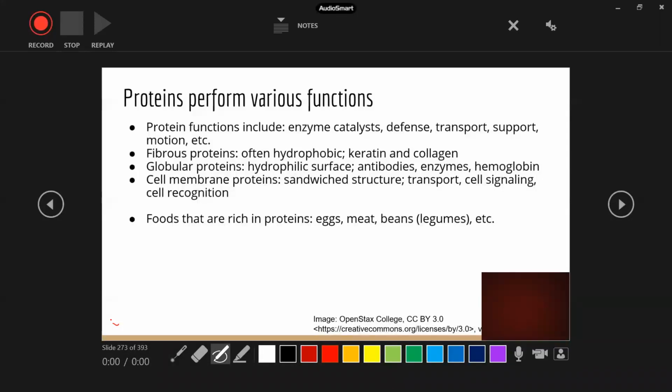So hopefully it works. Now let's look at the variety of functions that proteins perform. We're going to touch on the functions mentioned in the TEAS review, such as enzyme, defense, transport. First, let's look at fibrous proteins. These proteins are usually big protein fibers, and they're often hydrophobic. The hydrophobic property really comes from the R groups or the side chains of the amino acids that make up these proteins, right? Good examples are keratin.